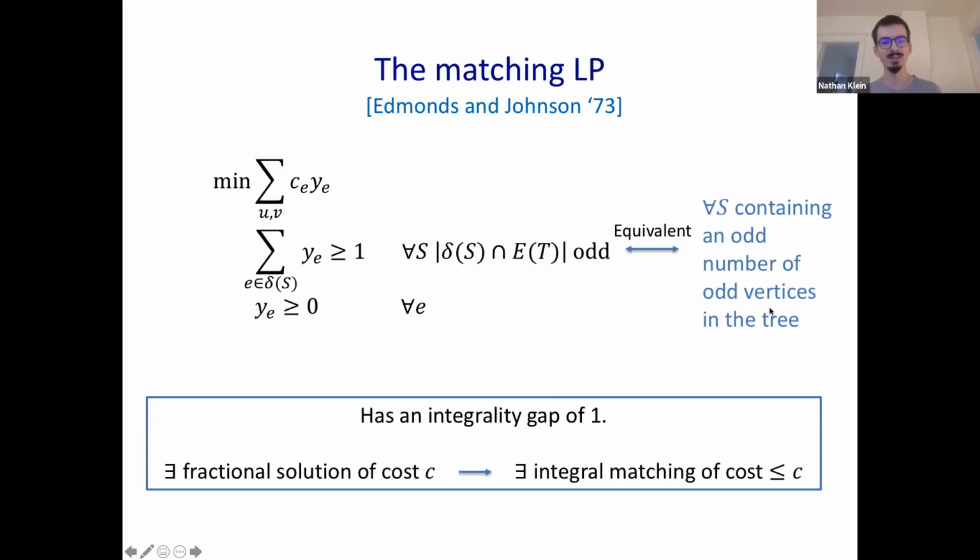Any questions about the overall strategy? Okay.